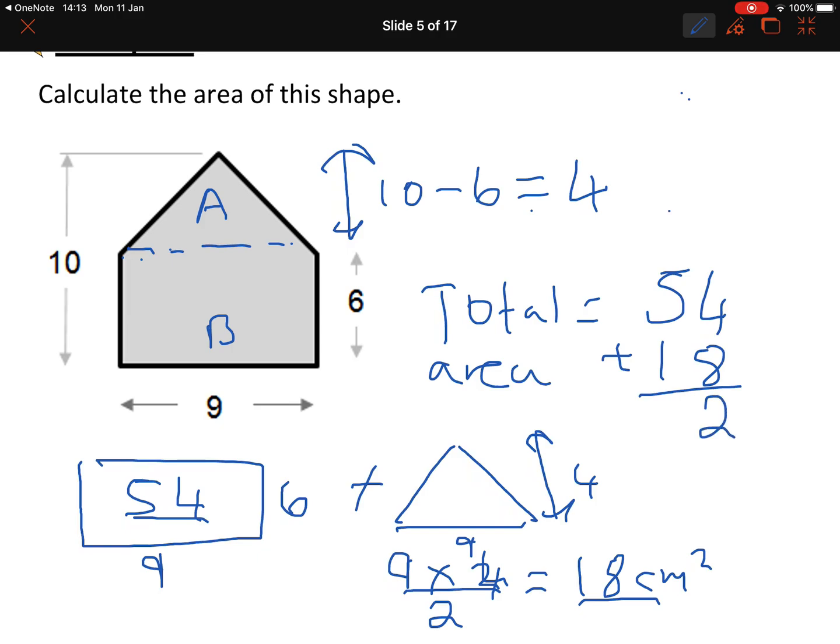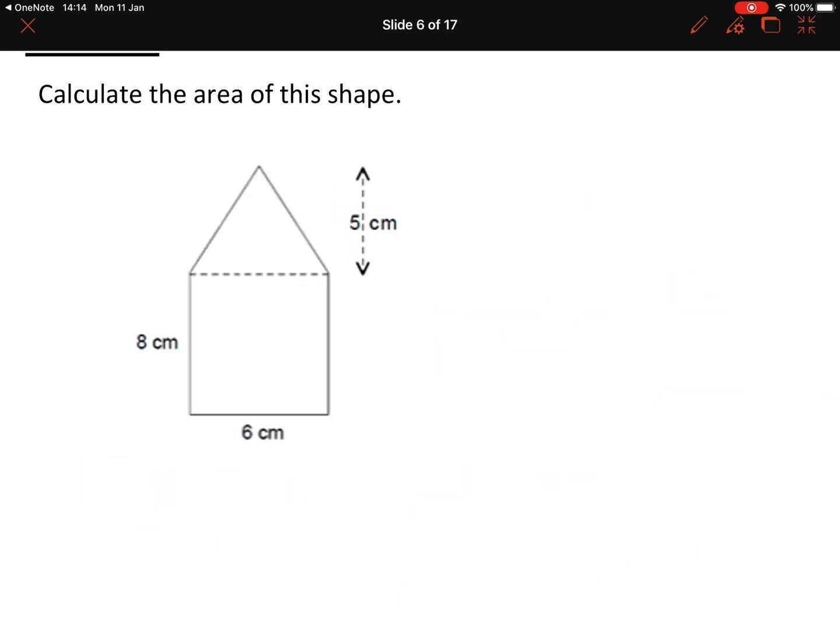It never fails. So 8 plus 4 is 12, 2 there, carry the 1. 5 plus 1 is 6, plus another 1 is 7. So 72 centimeters squared. As that is my final answer, I will underline it. Right, I would like you to copy this down. Pause the video, please. Make sure you copy this down. Okay, brilliant. Now let's go on to the next question. I would now like you, Year 10, to pause the video and have a go.